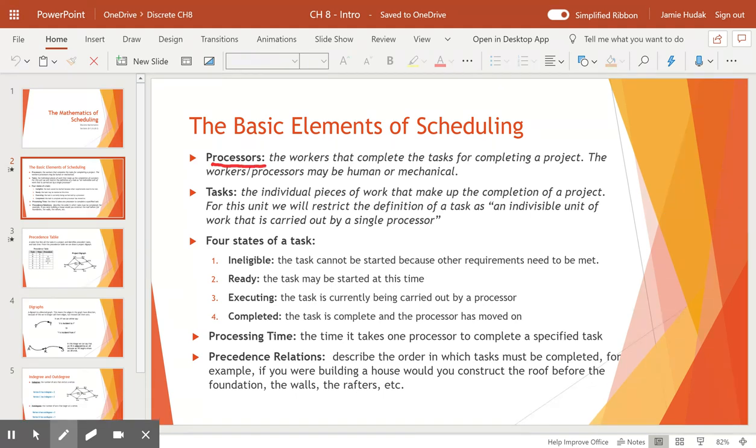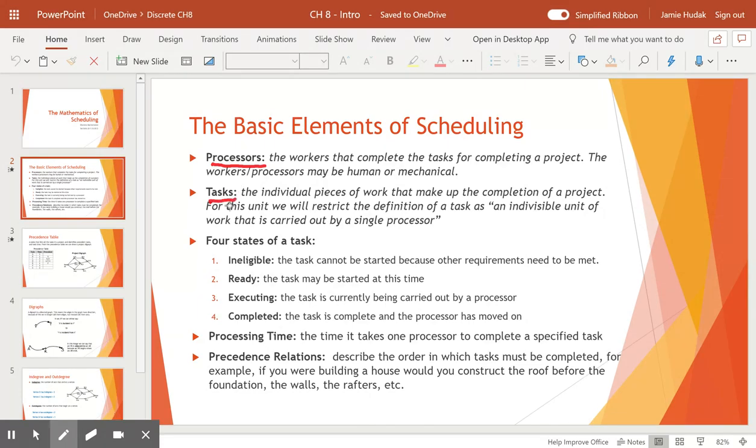Processors are the workers that complete the tasks for completing our project. The workers or the processors may be human or mechanical. They could be robots, they could be animals, they could be computers, anything that can get a job done for us. After that, we have tasks.